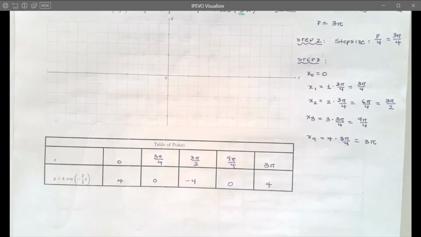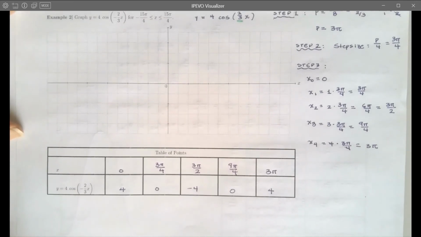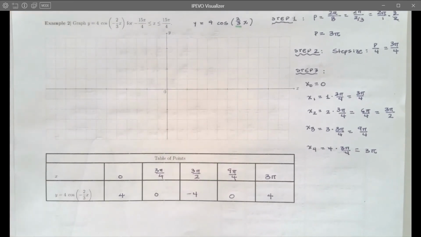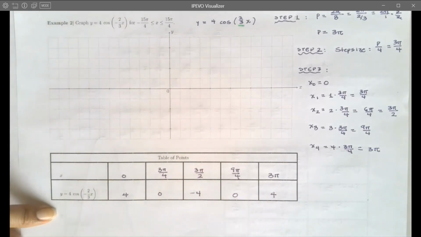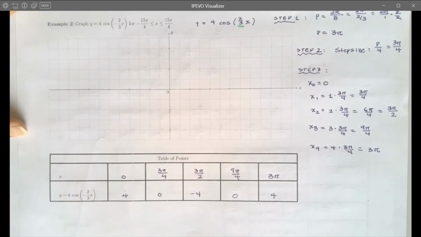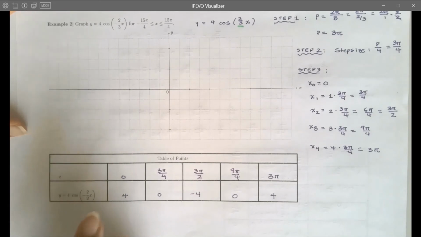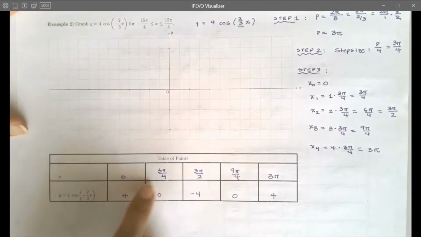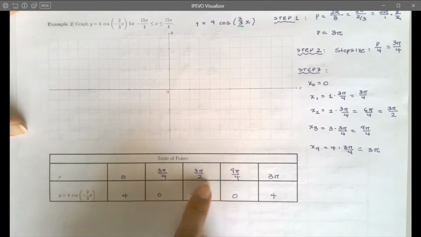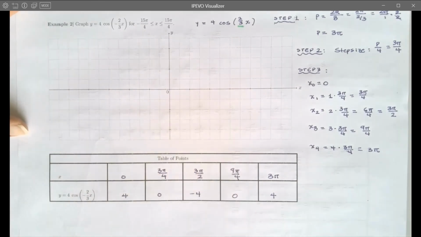And notice these values are not a surprise to us. We chose the x values so that they would give us the highest point, lowest point, and zeros. So the fact that they're coming up nicely this way is a good sign. Alright, so we're going to need intervals, or tick marks, that accommodate 3 pi over 4, 3 pi over 2, and 9 pi over 4.